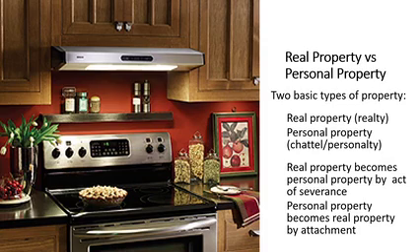Real property becomes personal property by act of severance. It's separated. So it was once real property, but now it's personal property. And personal property can become real property by attachment. It once was personal, but now it's attached to the real property, so therefore it's a fixture and becomes part of the real property.